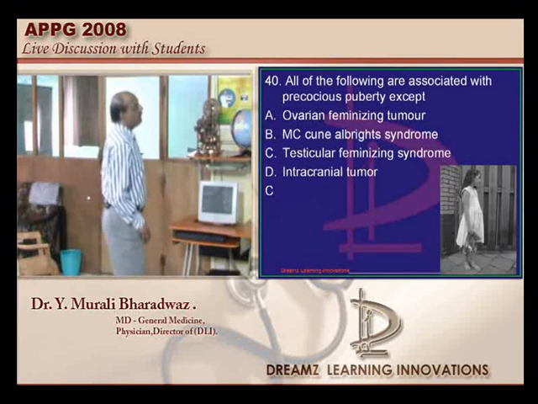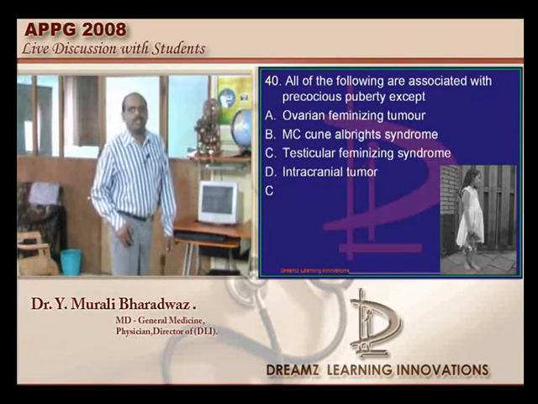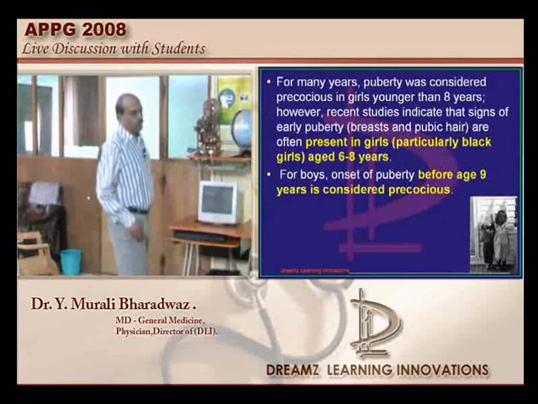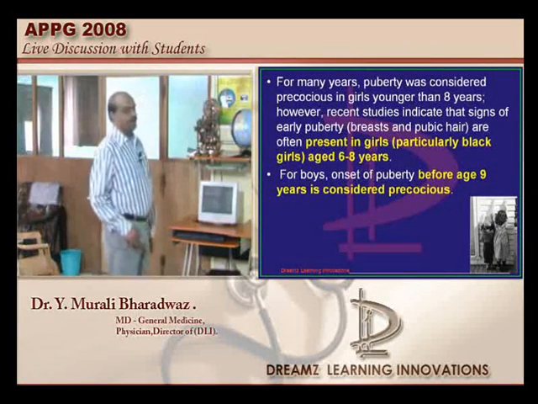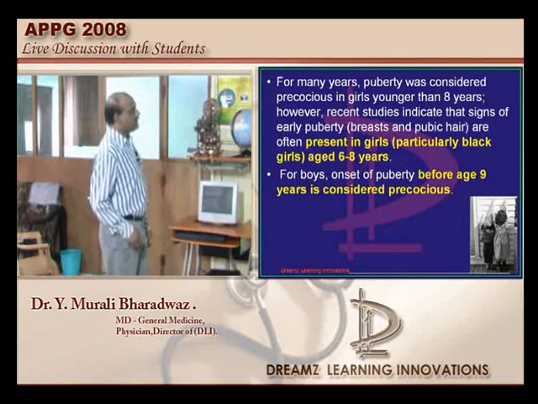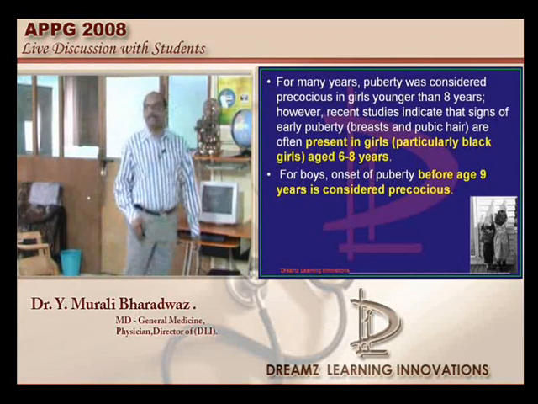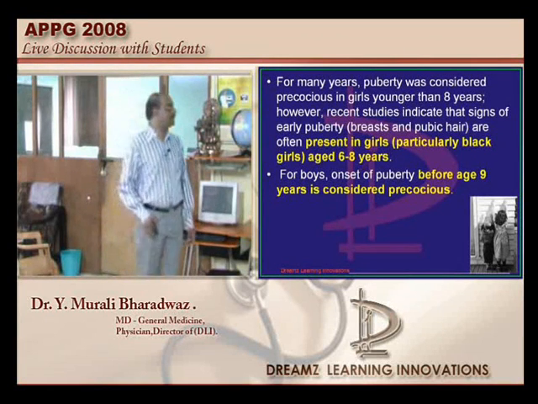Now let us talk about precocious puberty. What are the causes? When do you call it precocious, doctor? In the case of the boys, if it is before 9 years. And in the case of the girls, once upon a time 8 years was the criterion, but nowadays it has become 6 to 8 years.